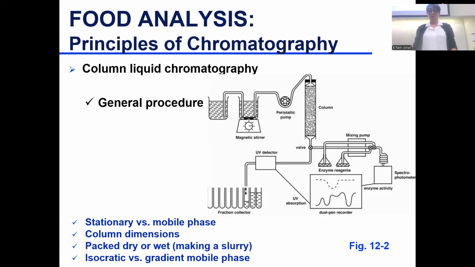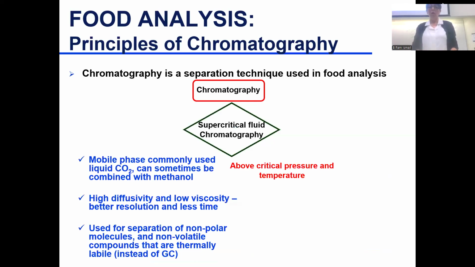Question? Supercritical fluid chromatography, only one slide on that. It's not as common as HPLC and GC, but it is used. In this case, you are using a mobile phase at above critical pressure and temperature. So basically, CO2 is a gas. When you compress it, you pressurize it, so it is above its critical pressure and also above its critical temperature, it becomes a fluid.